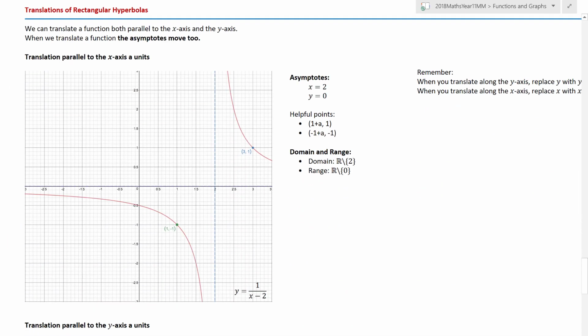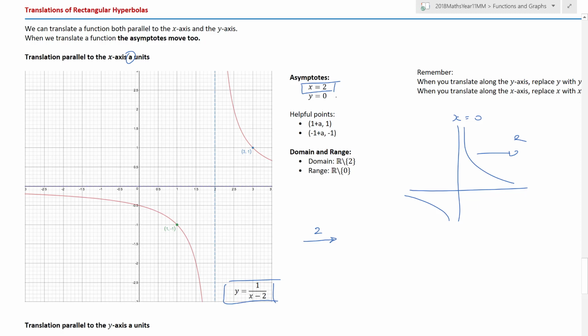Then later, translations of rectangular hyperbolas. Thank you very much. We are translating now. Again, parallel to the x-axis, a positive number of units in this situation. So what graph have I got here? I've got the graph of y equals 1 over x minus 2, which suggests I'm moving it 2 units that way. My original graph had an asymptote at x equals 0. If I'm moving it 2 units that way, my asymptote now becomes x equals 2. And there's my line. I'm going to write x equals 2 there, and y equals 1 over x minus 2 to label my function. And y equals 0 is my asymptote there, because I'm not moving it vertically.